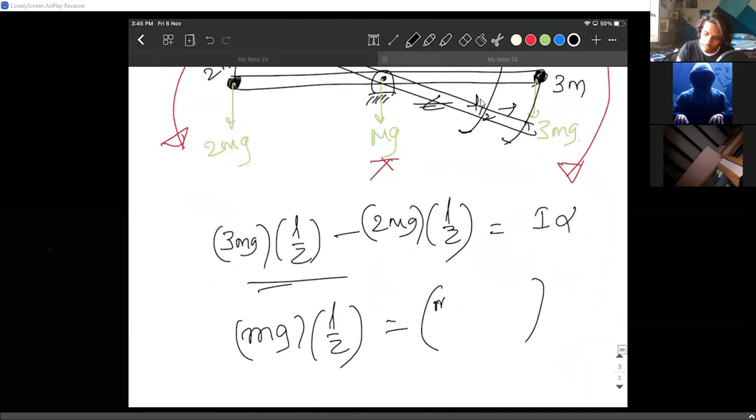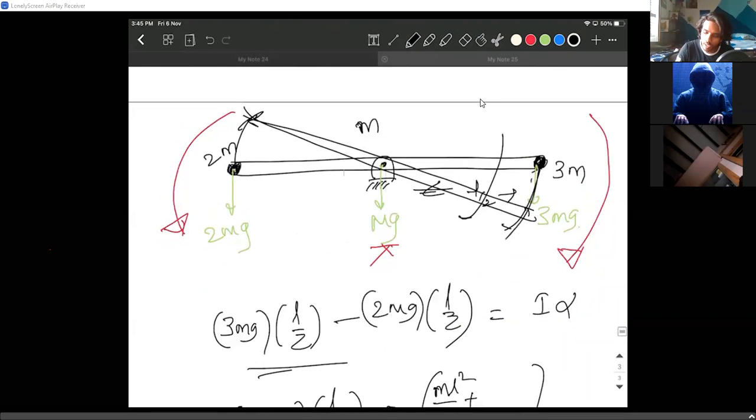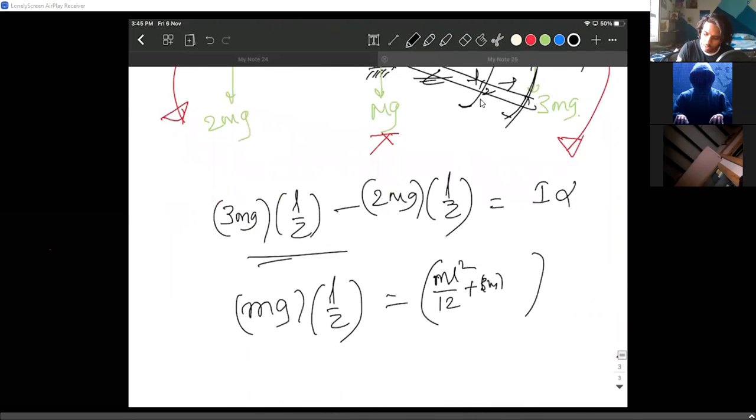So when I write it, ml square by 12 for the rod plus two particle masses going in circular motion. So 3m into L square plus, let me delete this one, 2m into, oh, L by 2 square. I'm sorry, guys. I'm sorry about it.